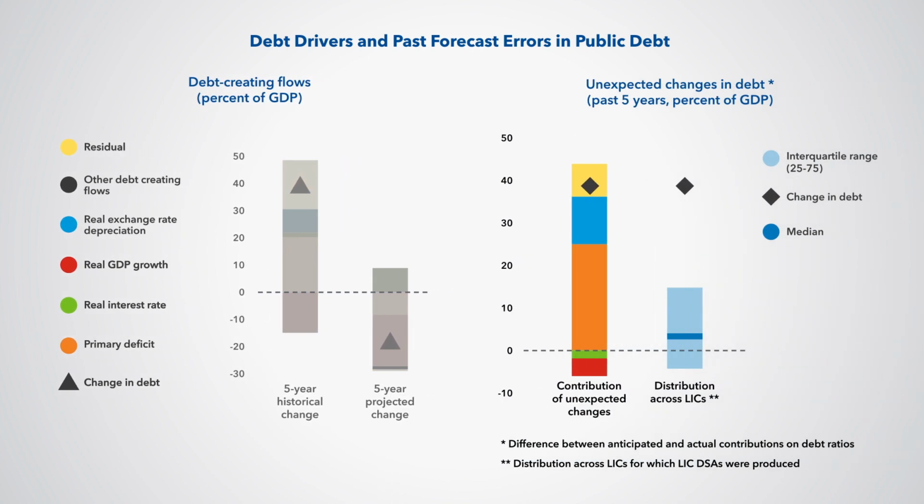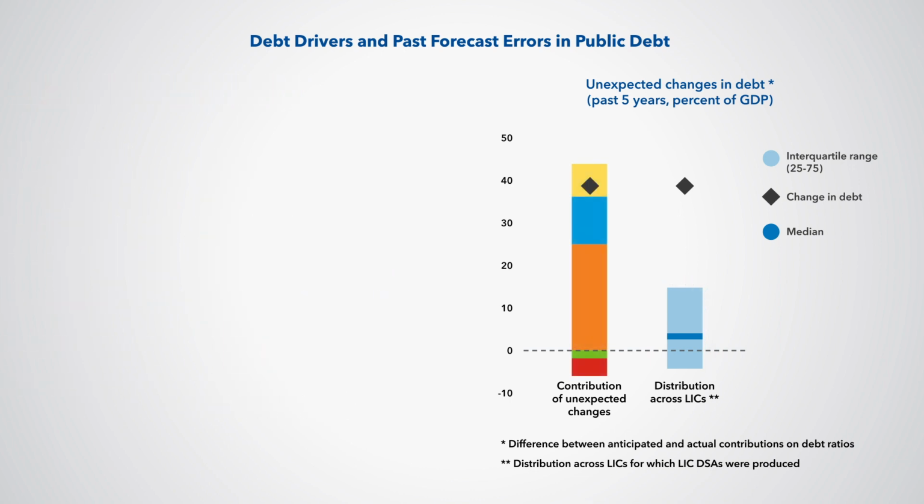Let's now turn to forecast errors in the past debt projections. As you can see in the right panel of the figure, the LIC DSF decomposes the forecast errors in debt accumulation over the past 5 years and compares these errors with the forecast errors in other low-income countries. This figure presents 2 key points.